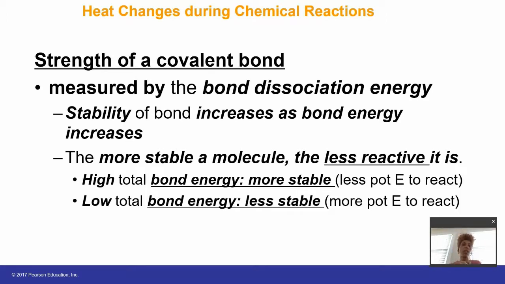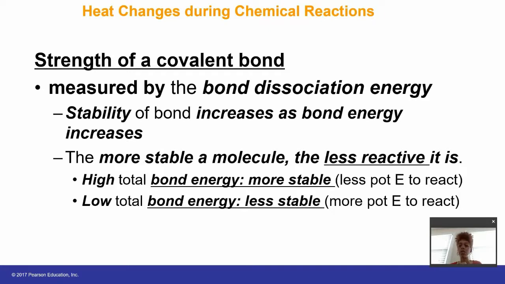So for double bonds between the same types of atoms, let's say a double bond between a carbon and a carbon, there is going to be more bond dissociation energy required to break it than a single bond. And for a triple bond between two carbon atoms, you would have to add more energy than you would for a double bond. Okay, so the stability of a bond increases as the bond energy increases. So the higher the bond energy, the higher the stability of that bond.